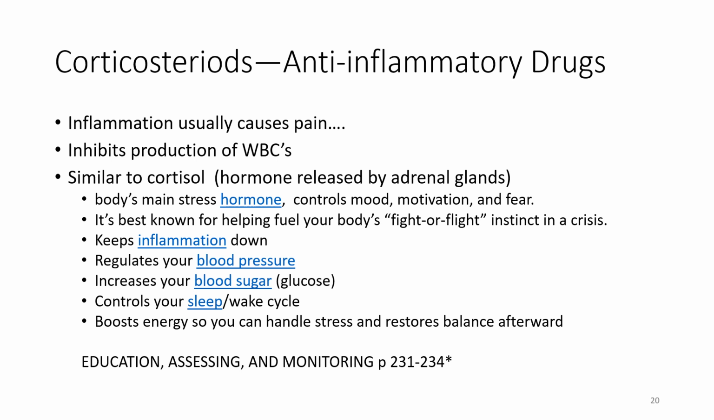Education, assessing, and monitoring. Well, I've talked about a lot of that, but if you read back through page 231 through 234, we're going to go through some more of that, but I just wanted to give you the page number so you can go back and look at some of those things for yourself and familiarize with those.